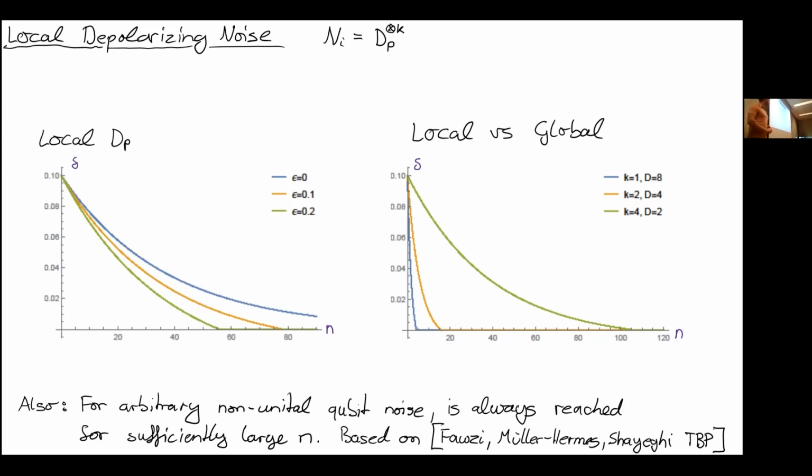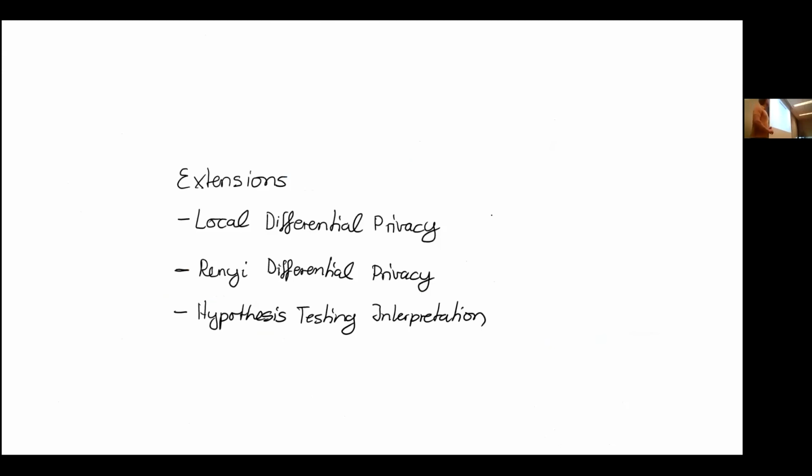There was a recent paper by Fawzi, Hirche, and Shayegi, where they showed that any non-unitary qubit channel actually has a non-trivial contraction coefficient. And this also allows a statement here for differential privacy, that you always have proper exponential decay for every non-unitary qubit channel. But okay, these are just more examples where you can make use of this framework in a more computational way.